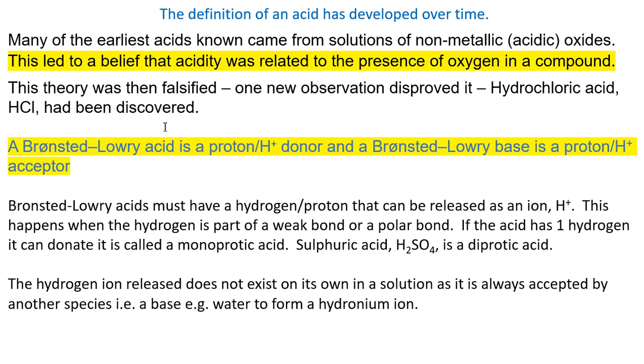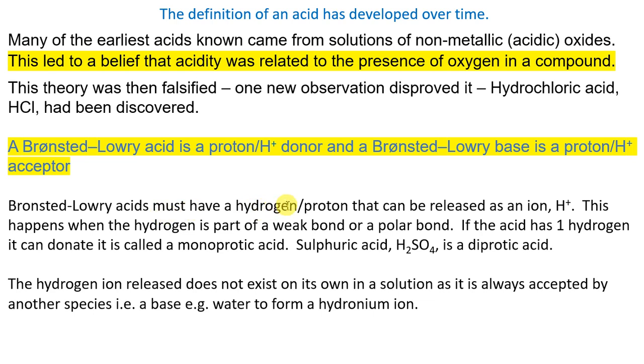No oxygen present. A Bronsted-Lowry acid is a proton or hydrogen ion donor. A Bronsted-Lowry base is a proton or hydrogen ion acceptor. As you'd expect, they're opposites to each other.